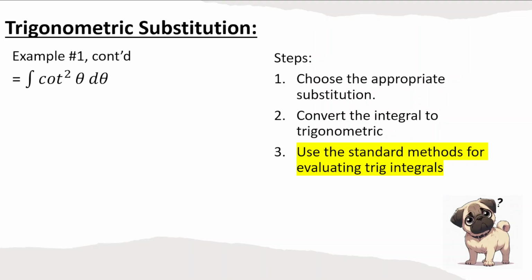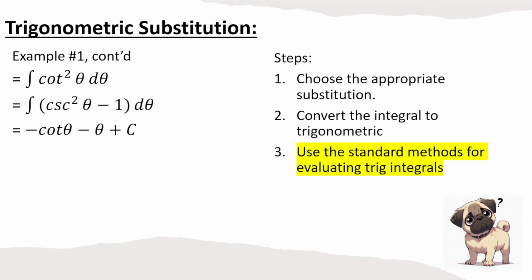So our third step will be to use standard methods for evaluating trigonometric integrals, which you would have learned earlier. Now for the integral of cotangent squared theta d theta, we can use another Pythagorean identity. Since cotangent squared theta plus 1 is equal to cosecant squared, we can rewrite cotangent squared of theta as cosecant squared theta minus 1. And then from here, we can easily integrate term by term to get negative cotangent of theta minus theta plus c.